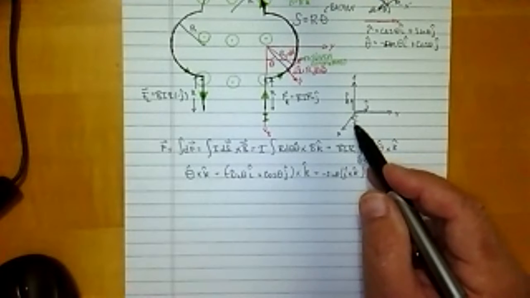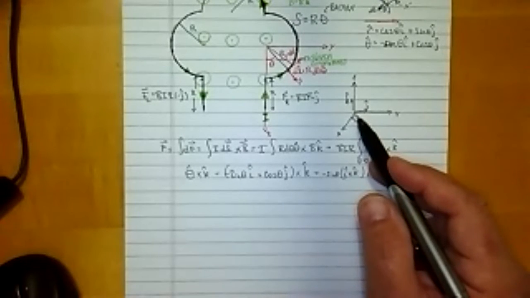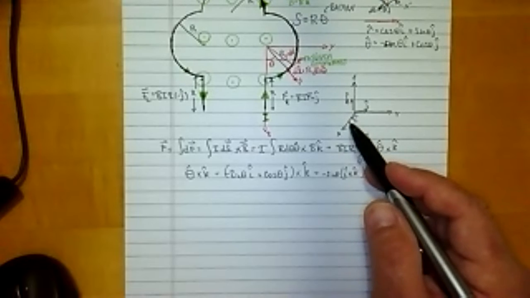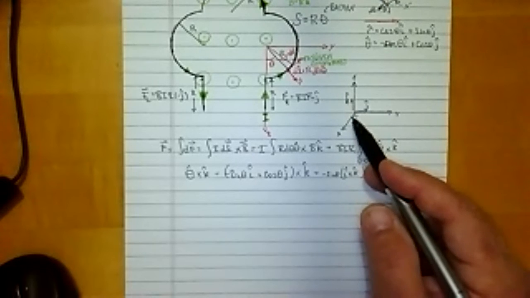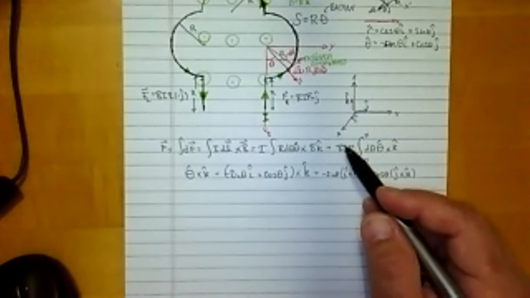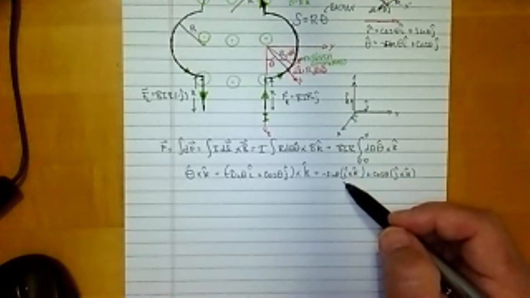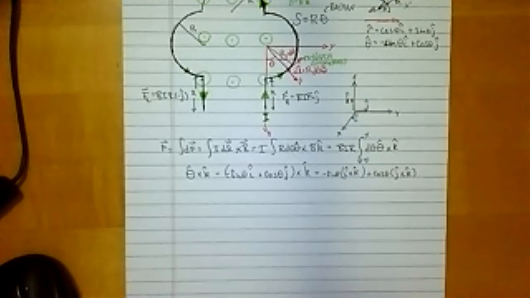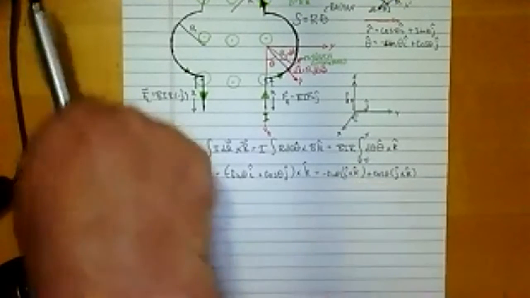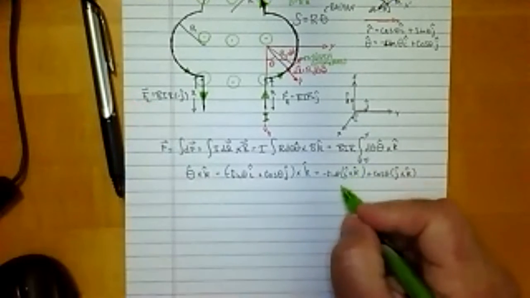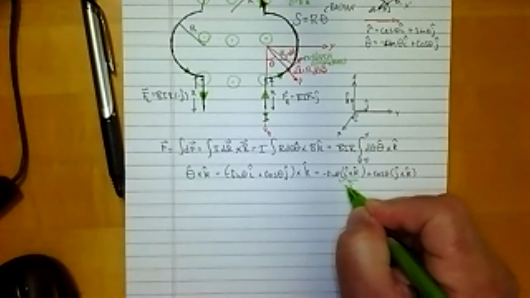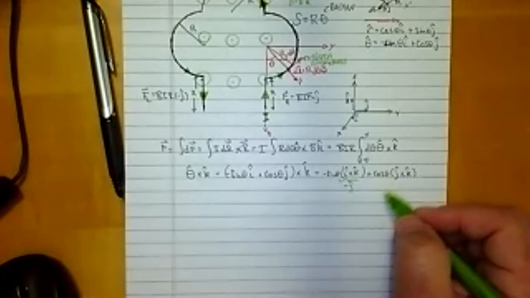I hat, so I'd imagine my right pinky pointing out of the page, and then I have to put, of course, my palm up so that my fingers can curl towards the k hat direction. And when I did that, I'd actually get my thumb pointing in the negative j hat direction. So this quantity right here is negative j hat.